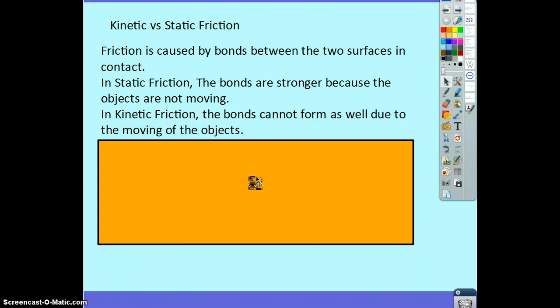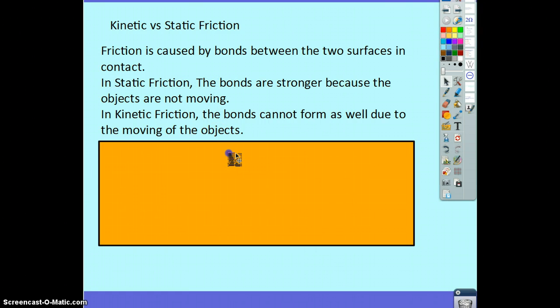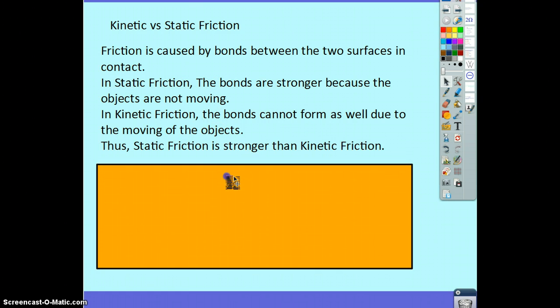So because they're moving, the bonds are weaker. Because they're not weaker, but they don't form as quickly. Okay? Because they're not moving, they form better. Thus, static friction is stronger than kinetic friction.